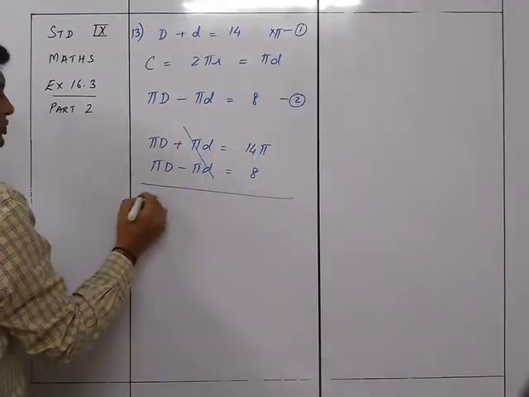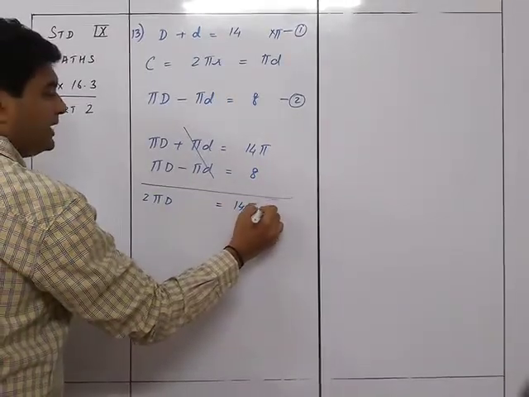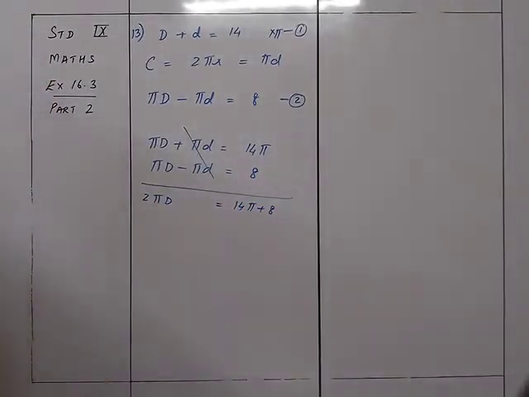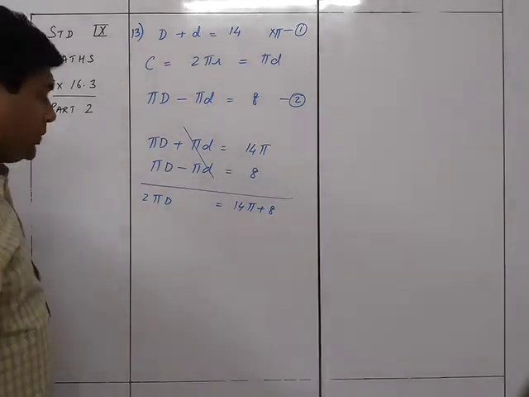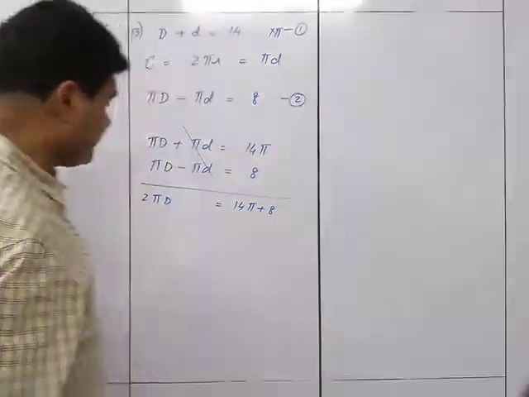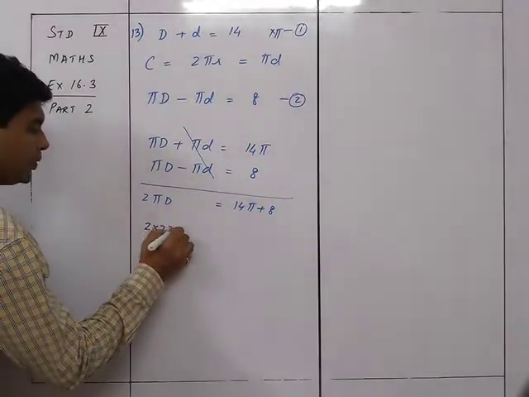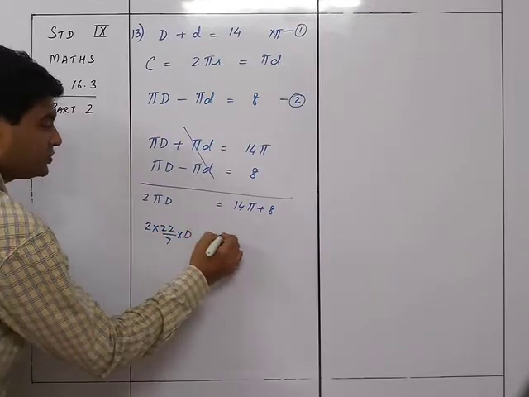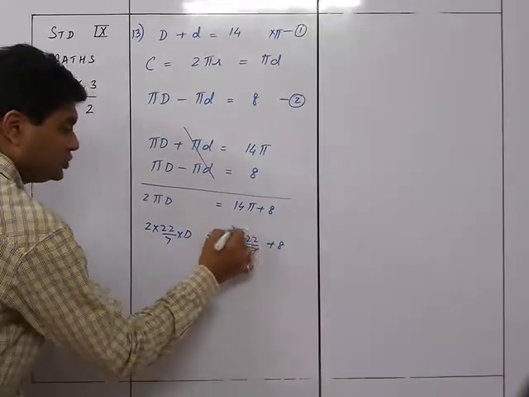This gets cancelled. So 2 pi d is equal to 14 pi plus 8. Got it? So solving this, we'll take pi as 22/7 and do it. So it is 2 into 22/7 into d is equal to 14 into 22/7 plus 8. So that's 2 is a.